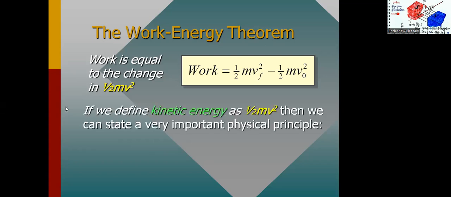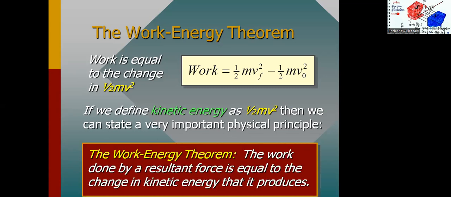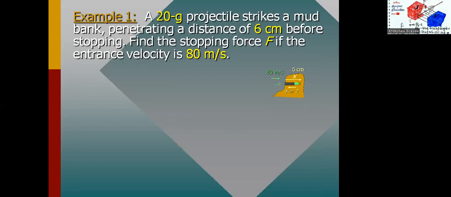If we define kinetic energy as half of mv squared, then we can state a very important physical principle known as the work-energy theorem. The work-energy theorem states that the work done by a resultant force is equal to the change in kinetic energy that it produces. This is the work-energy theorem.